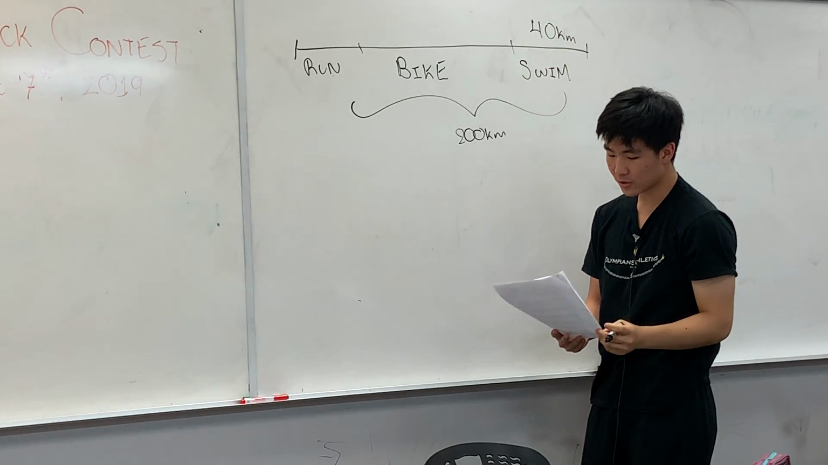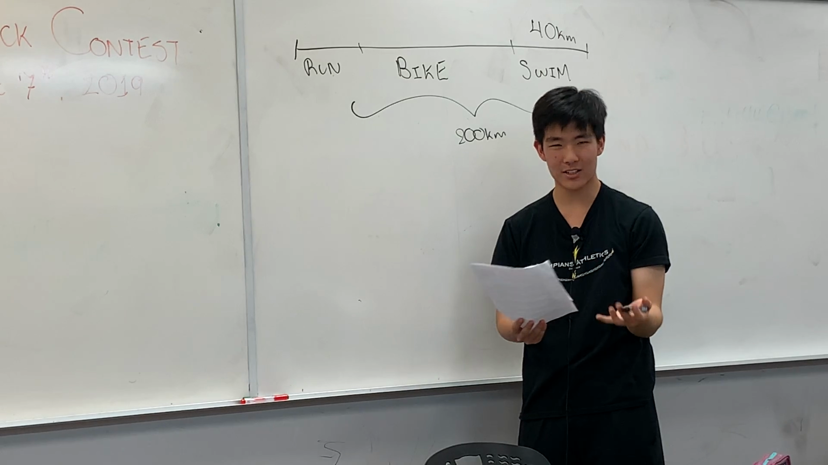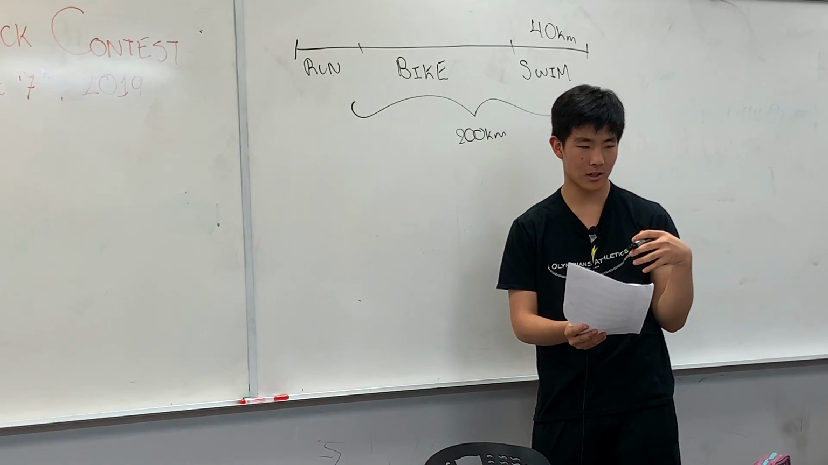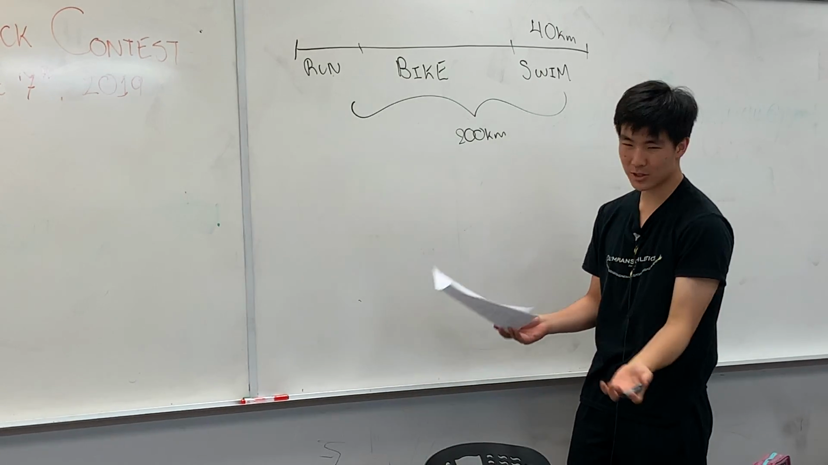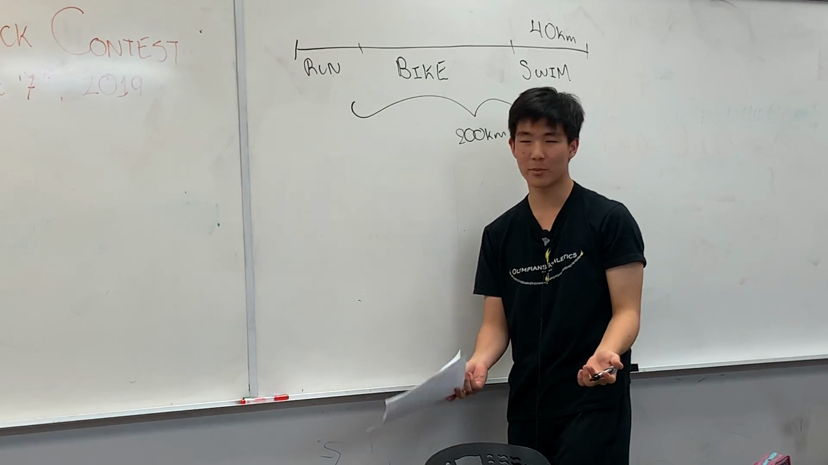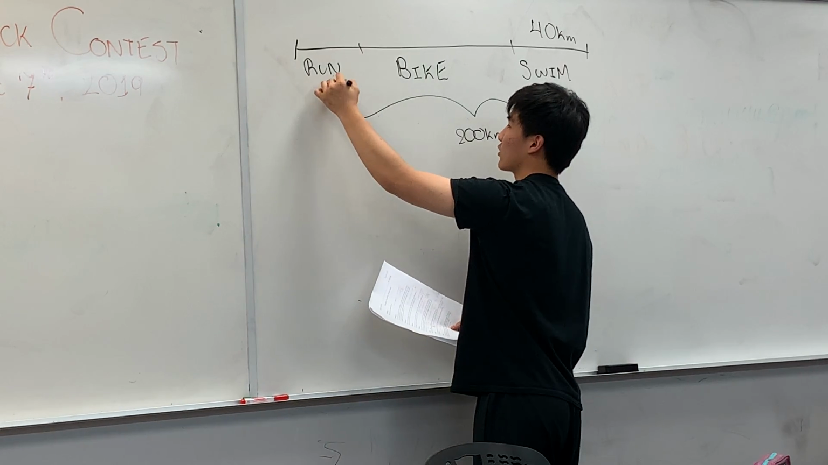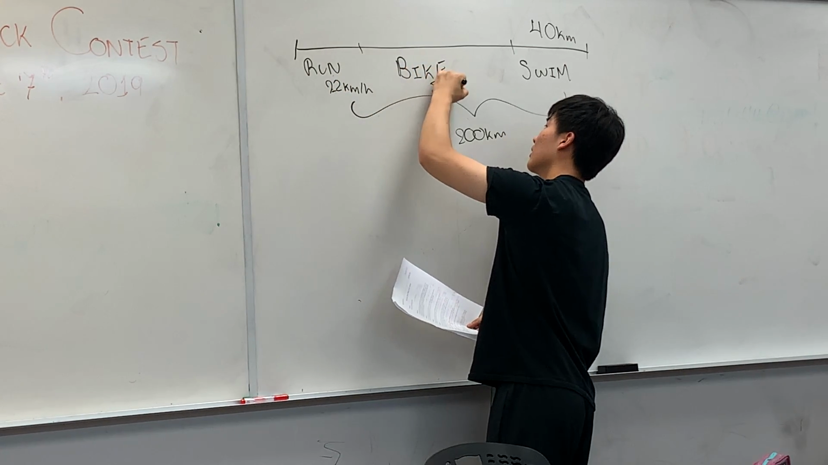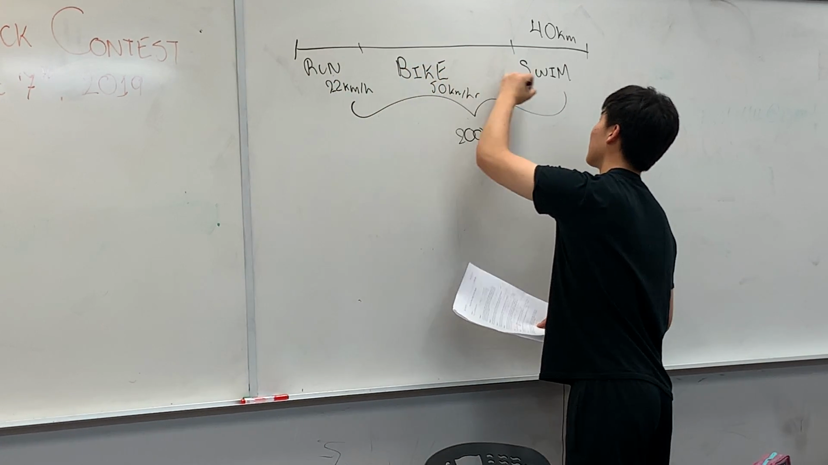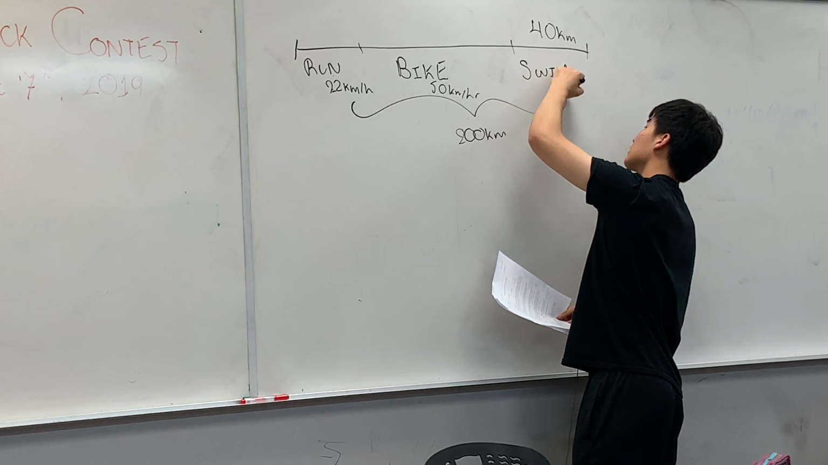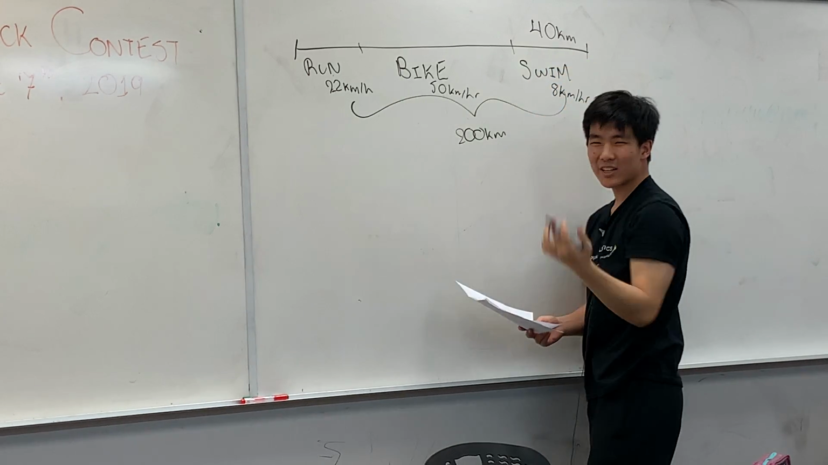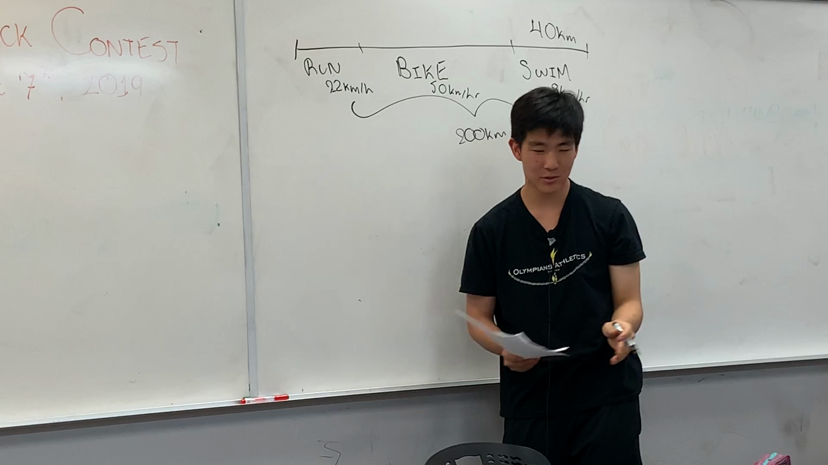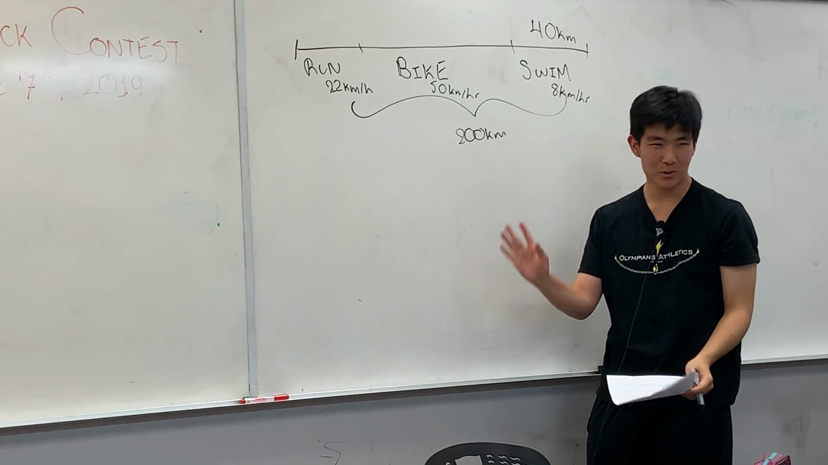Right? And then we also know the rates of how fast each of the sections are run. So I'm just pasting down what information we have right now. So running is at 22 kilometers per hour. Biking is 50. And then swimming is 80. So right now we can't actually figure anything out. With just this amount of information, we can't solve anything.